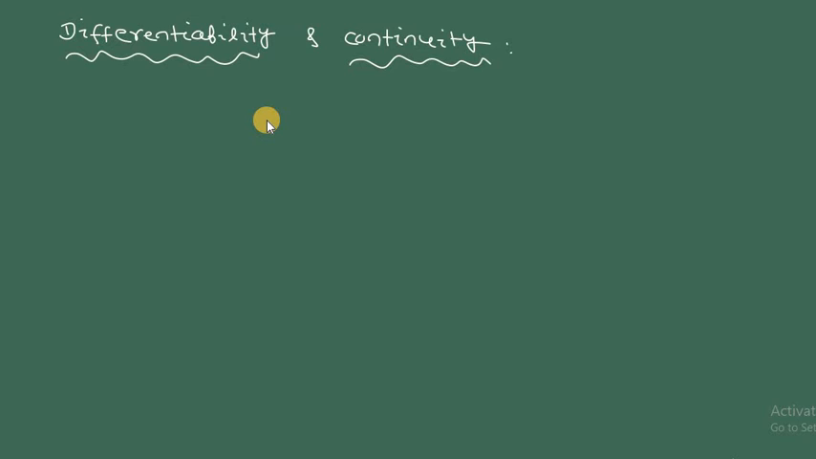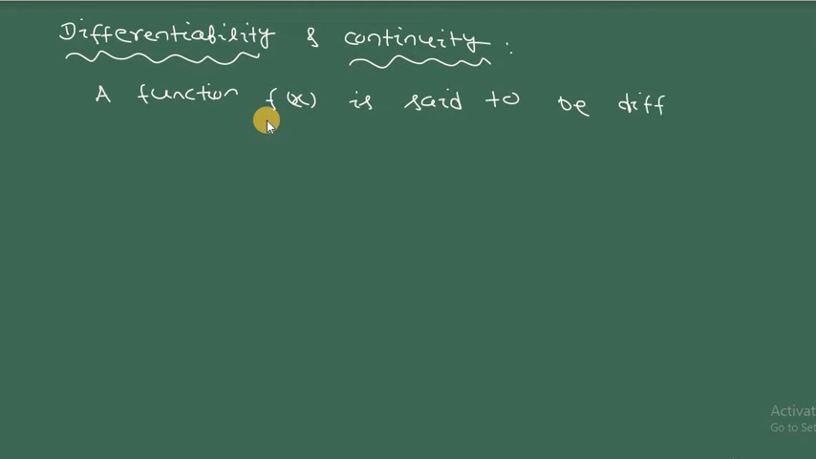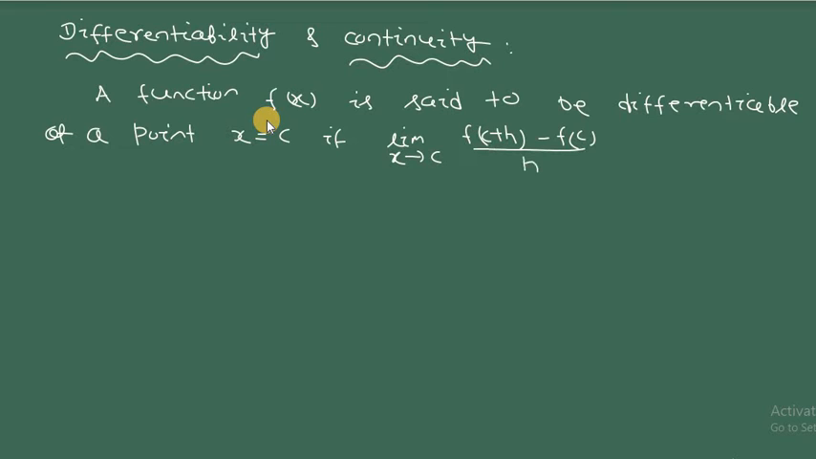Definition होची, differentiability रो a function. f(x) is said to be differentiable at a point x equal to c if limit h tends to 0, f(c plus h) minus f(c) divided by h exists and is finite.